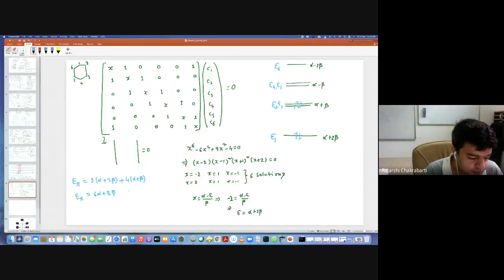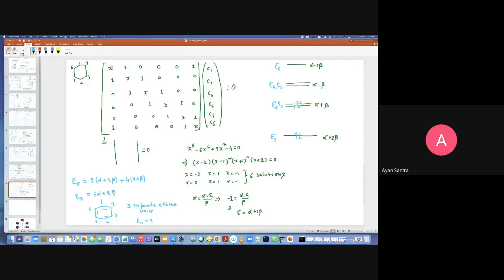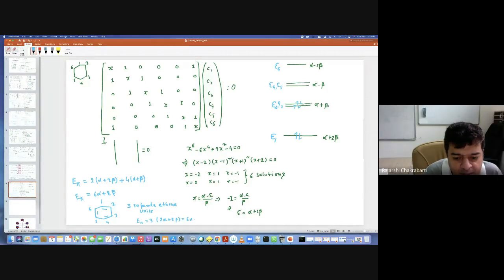Now, again, draw benzene. If I view it as a combination of 3 ethene units, what will be the pi energy? It will be 3 into 2 alpha plus 2 beta, which is 6 alpha plus 6 beta.